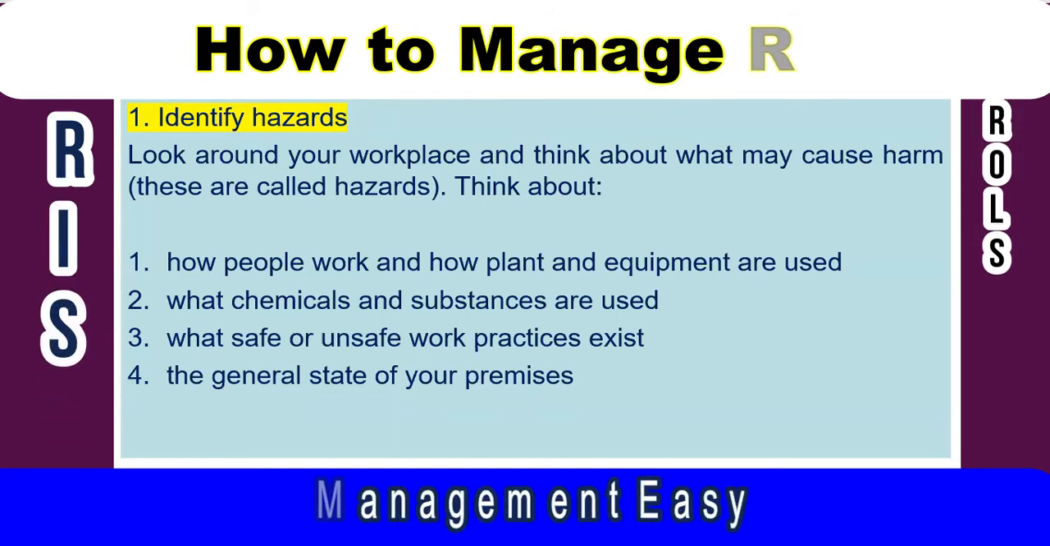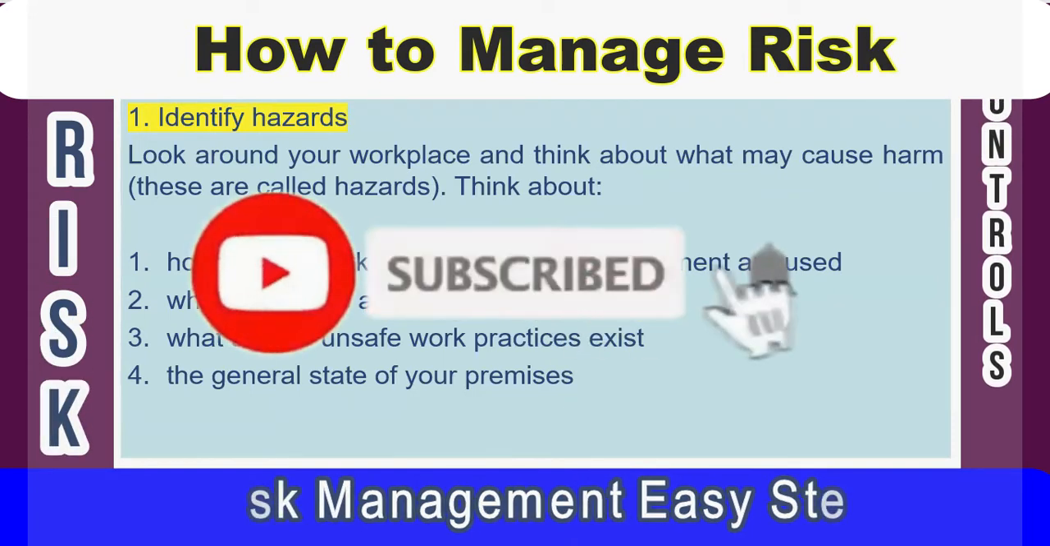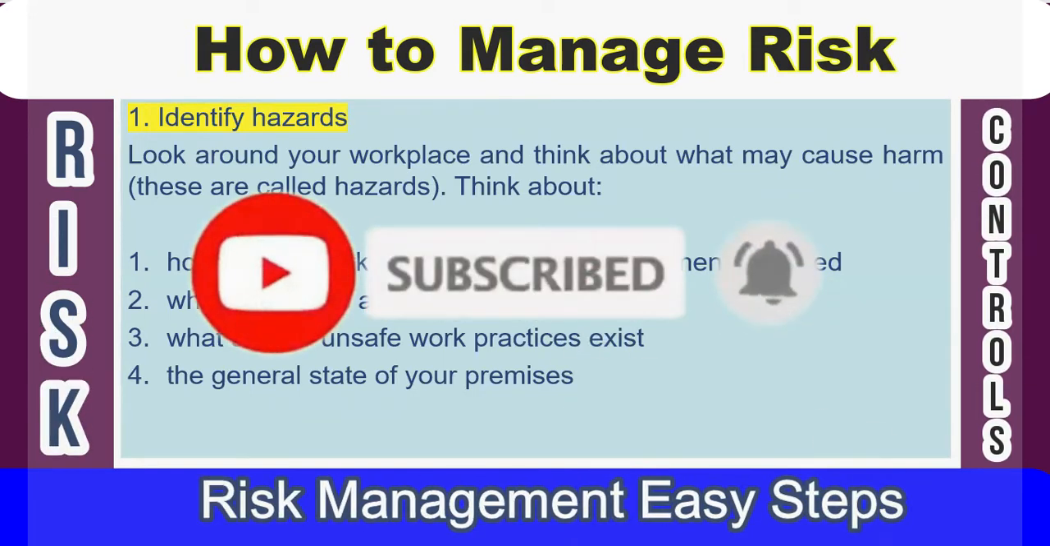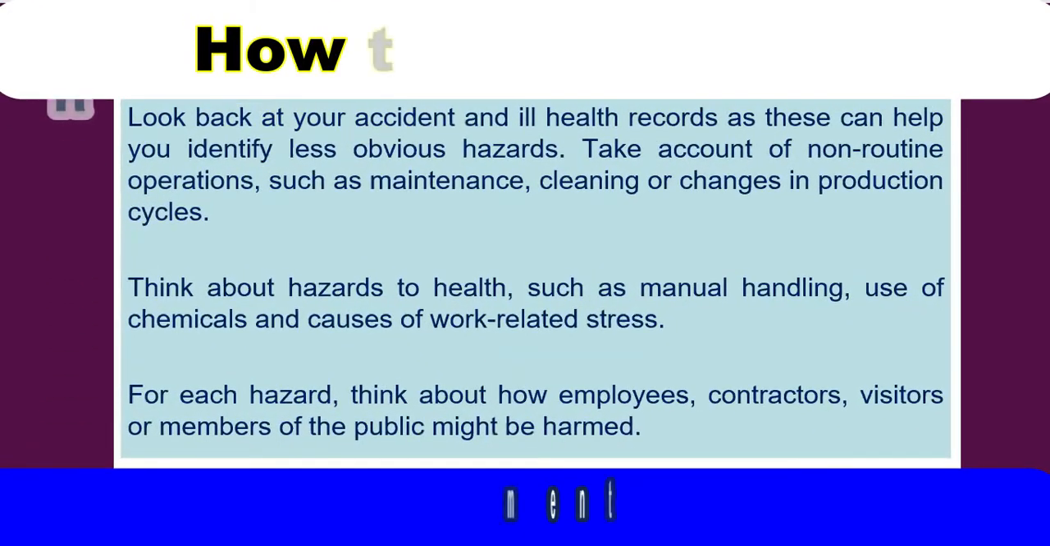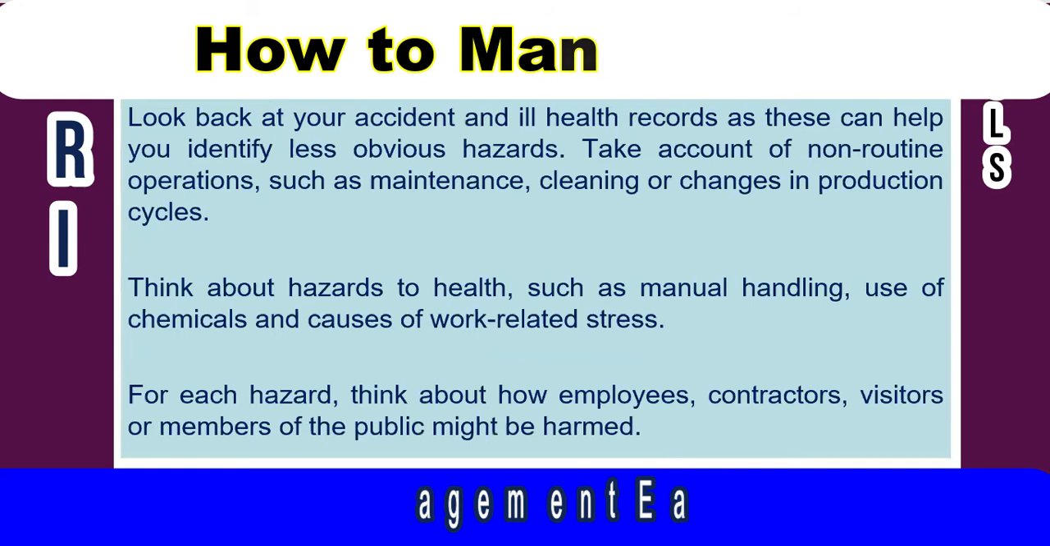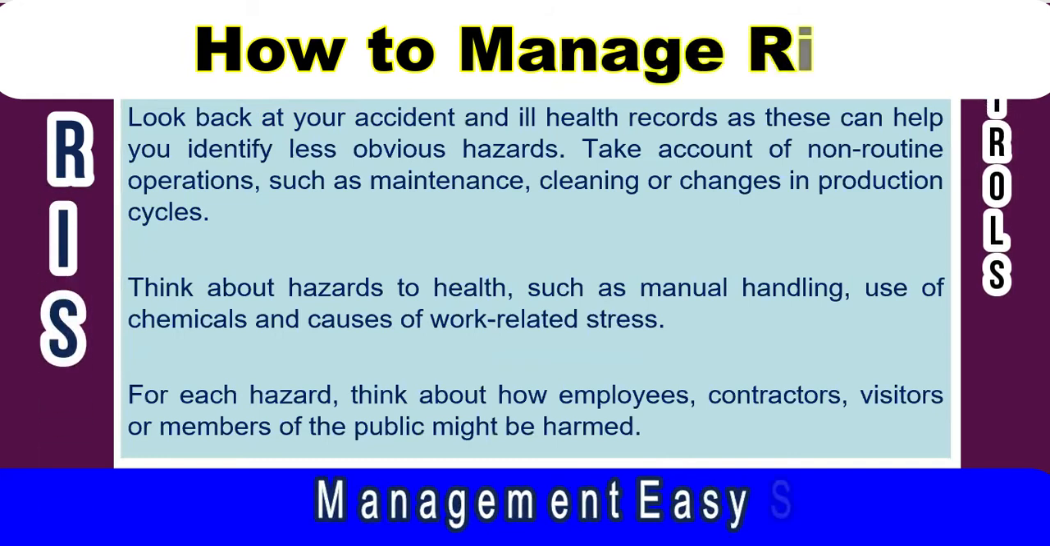This is step one. Dear friends and fellows, look around your workplace and think about what may cause harm. These are called hazards. Think about how people work and how plant and equipment are used, what chemicals and substances are used, what safe or unsafe work practices exist in your workplace, the general state of your premises, your project site. Look back at your accident and ill health records, as these can help you identify less obvious hazards.